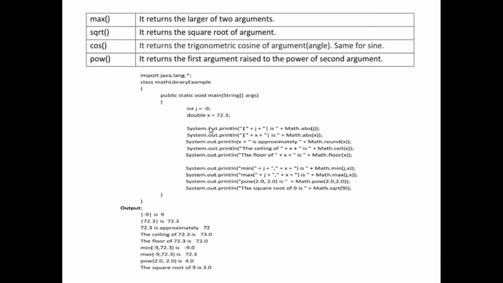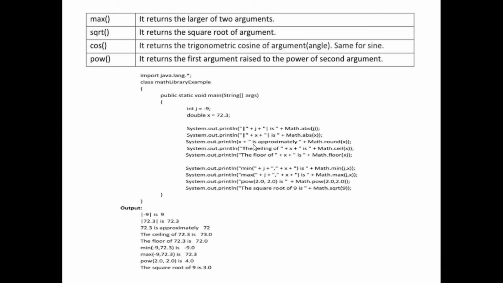Now we print the absolute value. System.out.println j is Math.abs of j. My j value is -9. If I use the absolute function, it is converted into the absolute value, so here it is only 9. The absolute of -9 is 9. System.out.println x is Math.abs of x. X is 72.3. The absolute value of 72.3 is 72.3.